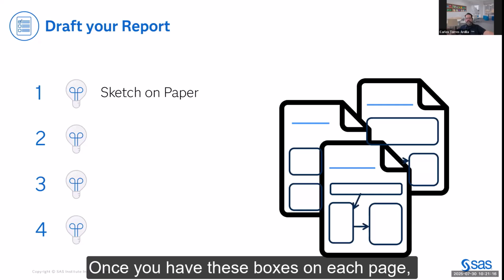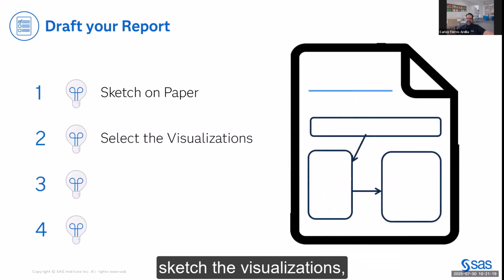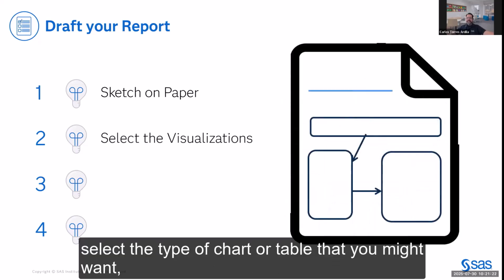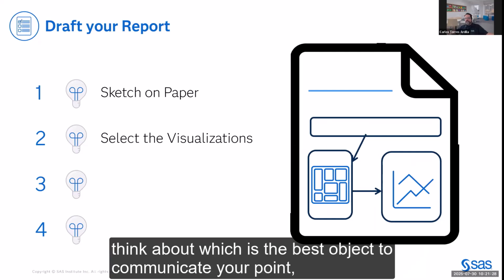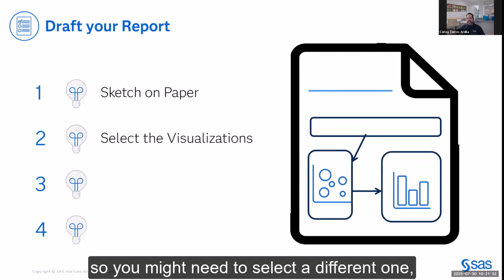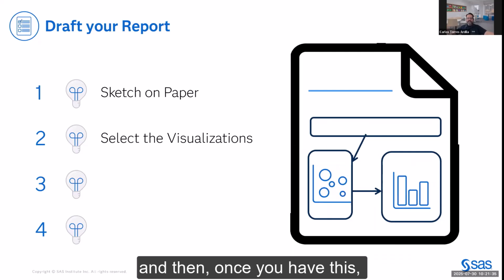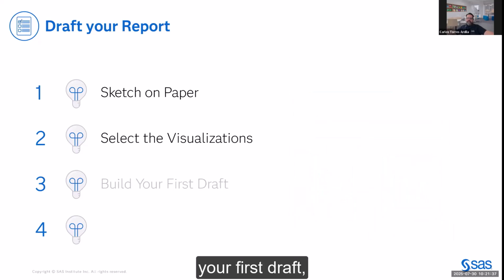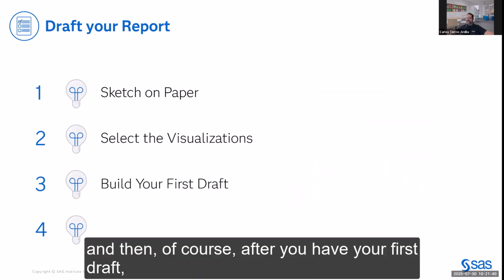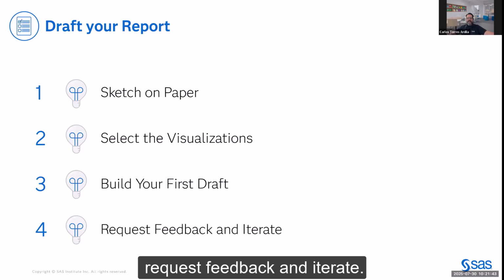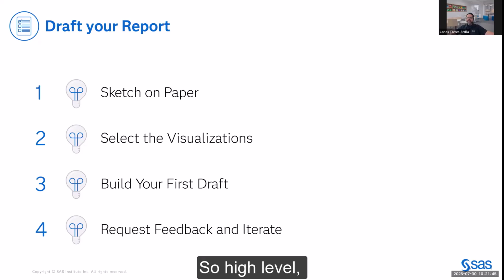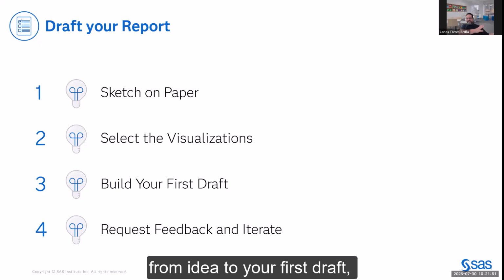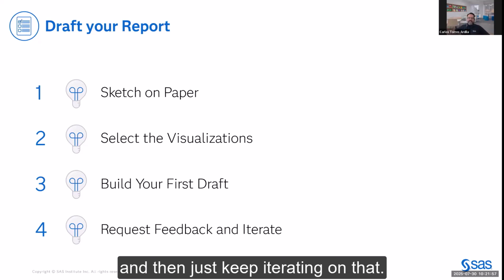Once you have these boxes on each page, sketch the visualizations, select the type of chart or table that you might want. Think about which is the best object to communicate your points, so you might need to select a different one. And then once you have this, you have enough to build your first draft. And then, of course, after you have your first draft, request feedback and iterate. So high level, from idea to your first draft, and then just keep iterating on that.